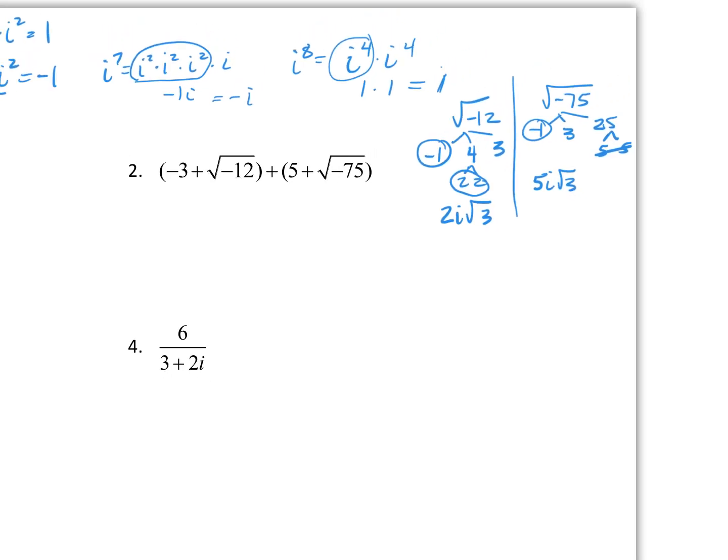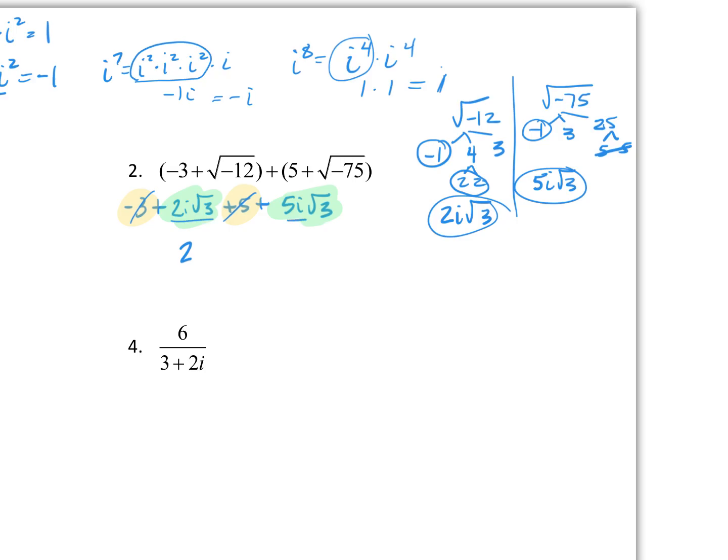All right. Now I'm going to rewrite my question with these in place of those original radicals, okay? So negative 3 plus 2i square roots of 3 plus 5 plus 5i square roots of 3. And now we're back to the same game we did before. We're going to take the real parts and combine those, and the imaginary parts and combine those. So negative 3 plus 5 is 2.